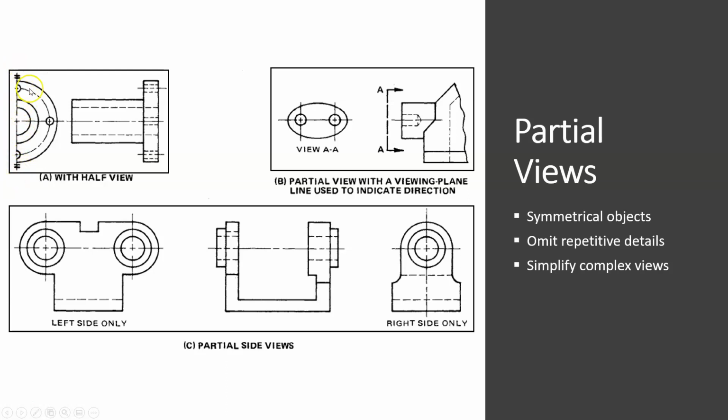And what we're doing is we're saving space by only showing the one side of the object, in this case, the right side of the object.